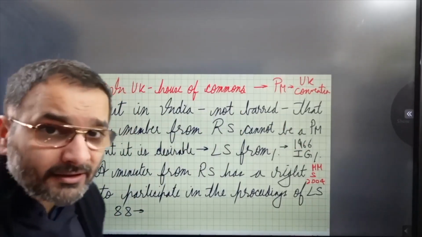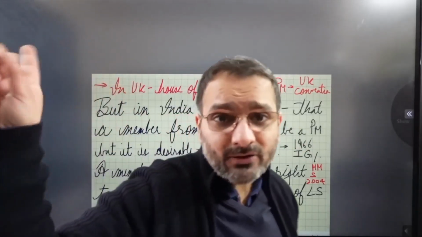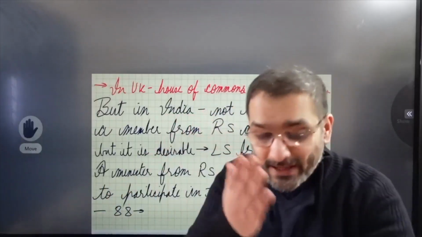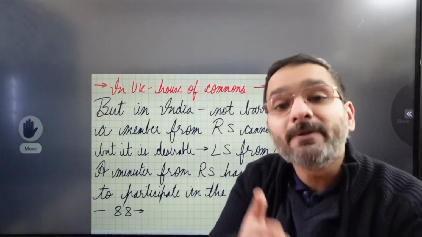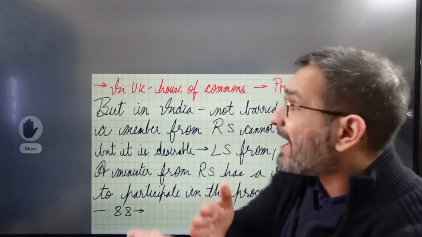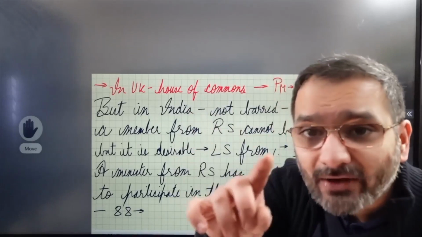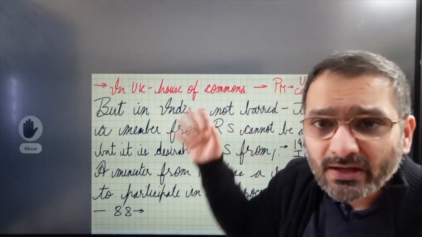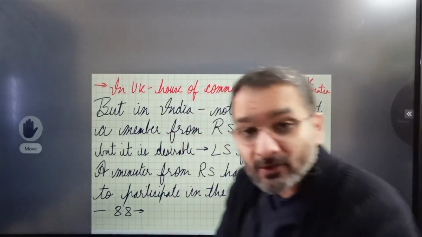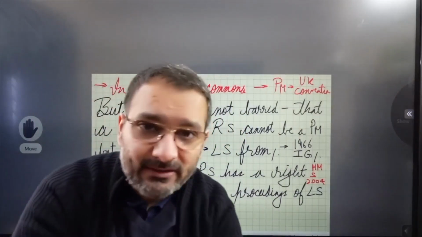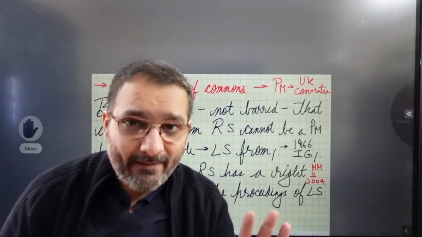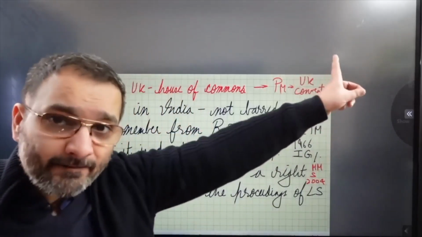So in the United Kingdom, the PM cannot be from the House of Lords. You can be a minister certainly, but you cannot be the Prime Minister. The Prime Minister has to necessarily come from the House of Commons. What is the House of Commons? The House of Commons is basically the common people who have elected their representatives. The House of Lords is something like Rajya Sabha. There is pretty much no direct election happening there. Alright. So in the UK, PM hai.